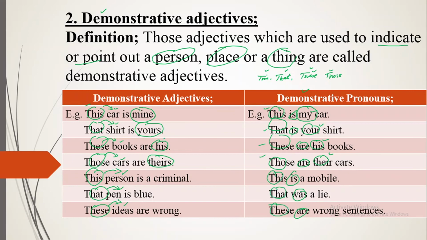So examples are: this car is mine, this is my car, this shirt is yours, this is your shirt, these books are his, these are his books, those cars are theirs, those are their cars, and this person is a criminal, this is a mobile, that pen is blue, that was a lie, these ideas are wrong, these are wrong sentences. Clear? So, hope you got today's lecture.